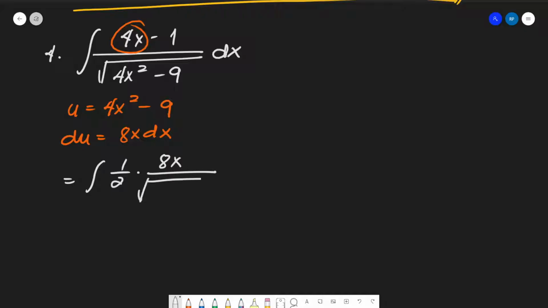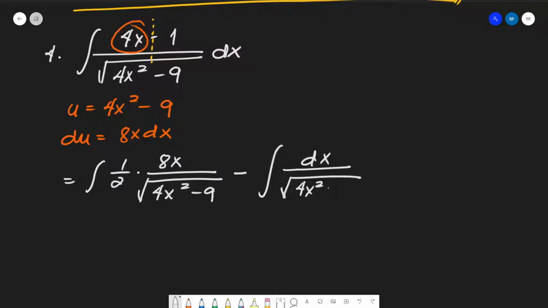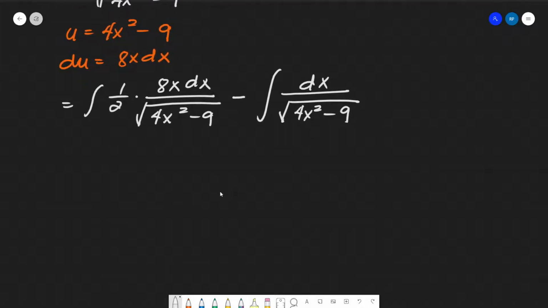Over square root of 4x squared minus 9. So, what will I do here with the minus 1? Actually, let's split it here. We separate it into minus the integral of dx over the square root of 4x squared minus 9. There, the dx is now on top.